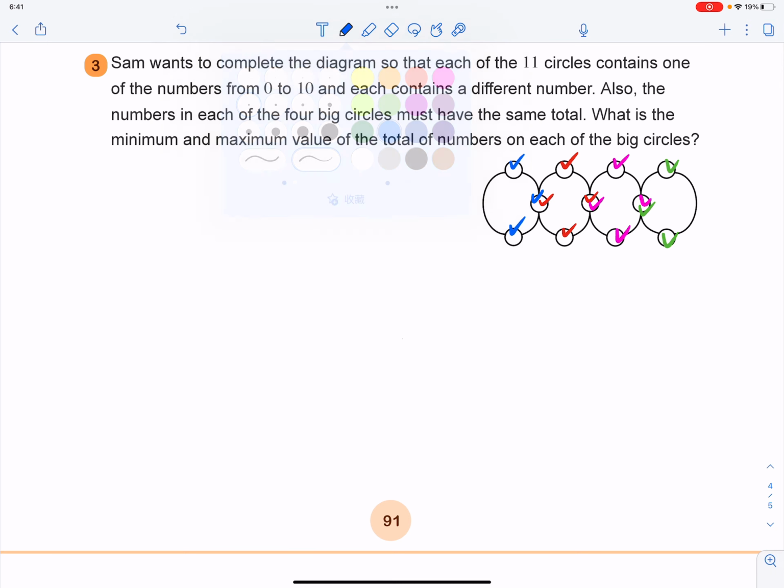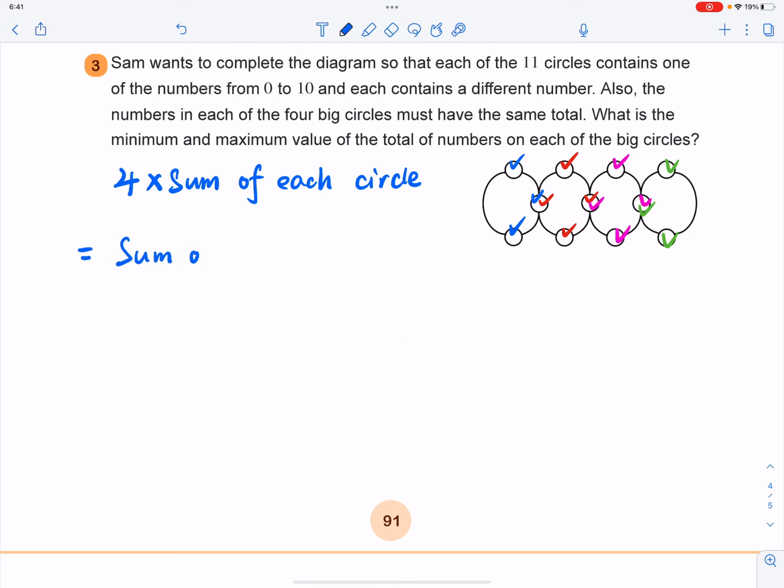What do we have? You have 4 circles and the sum of each circle equals the same. So 4 times the sum of each circle equals, first, the sum of all the numbers. But you have to add these 3 numbers as extra, because you're going to double count each of those 3 numbers. Let's set those as A, B, C. So you're going to add A and B and C each one more time.